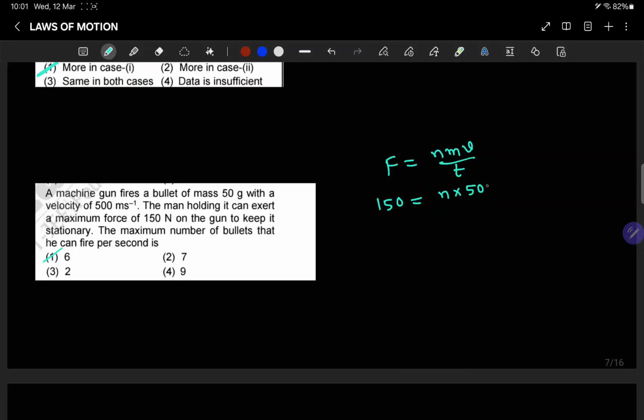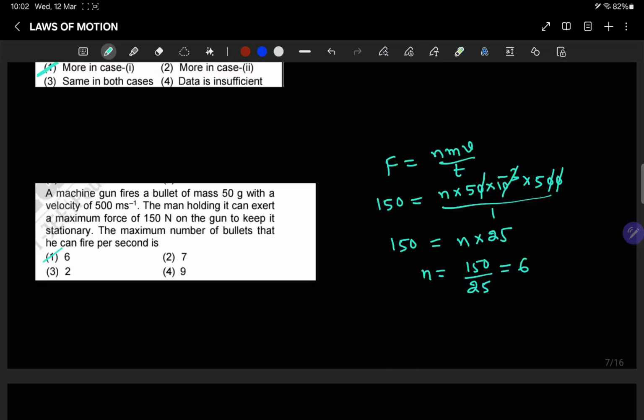Mass of each bullet is 50 grams, 50 into 10 power minus 3. Velocity of each bullet is 500, given in the question, per second. Now here 10 power minus 3 into 10 is 10 power minus 2, and 10 power minus 2 and 10 power plus 2 cancel. Directly, students, now 150 equals n into 25. So the number of bullets n equals 150 by 25, which is 6.